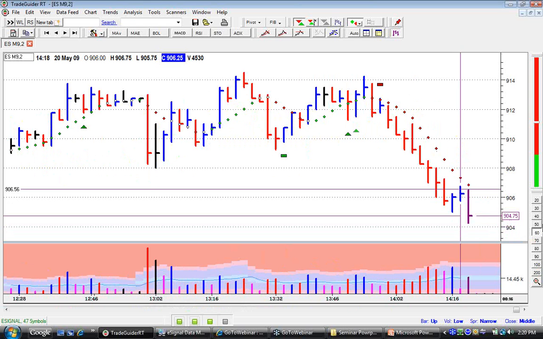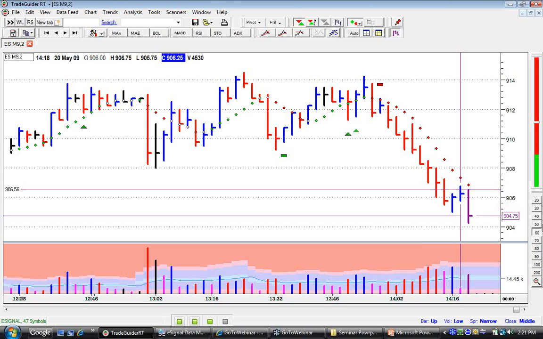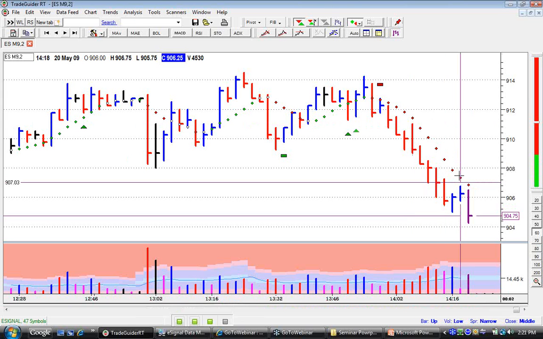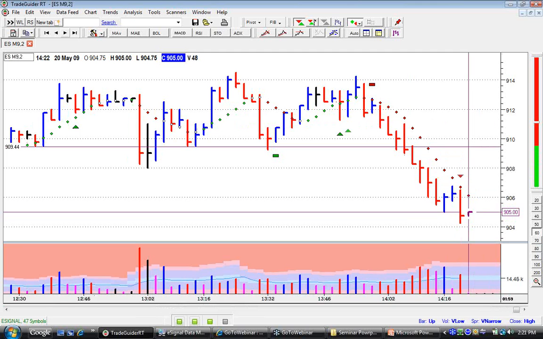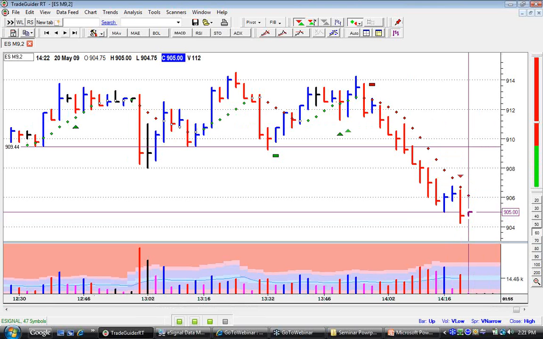Okay, and that's my loss wiped out on the first contract. And now all we're going to do, very simply, is just make sure we've got red diamonds all the way down. There's the next red bar. We should get probably another up bar. If it's no demand again, then just stay in the position.